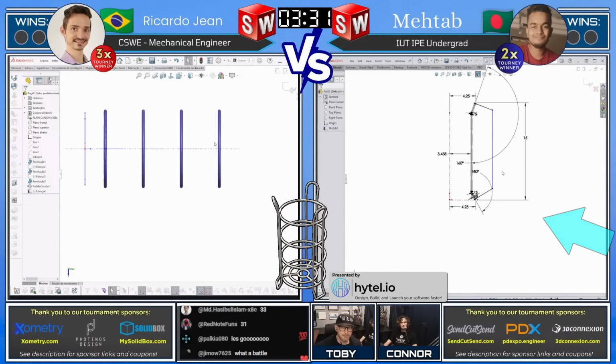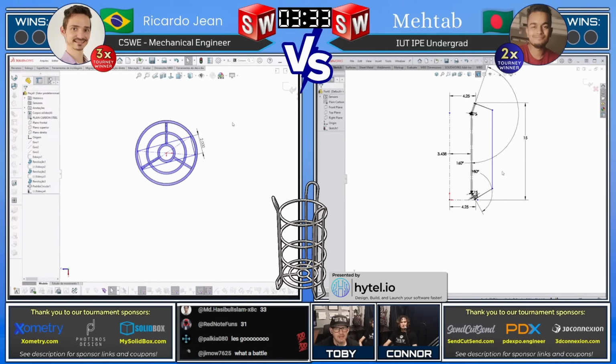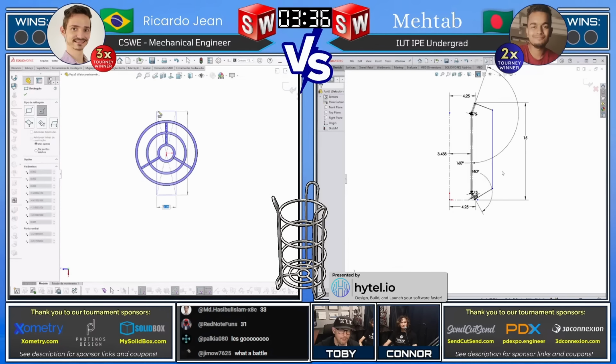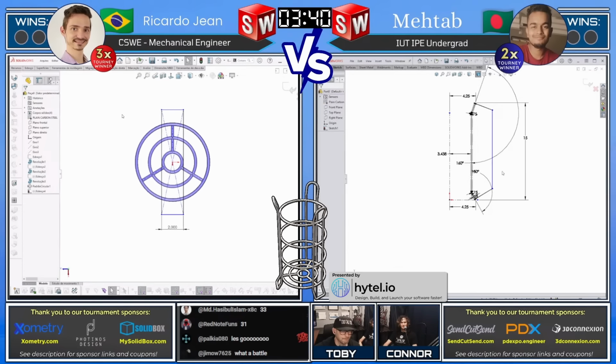Interesting. Drew a couple of perpendicular lines coming off of the top and bottom of that leg. What do we suppose he's going to be doing with those? I guess we're going to find out here.